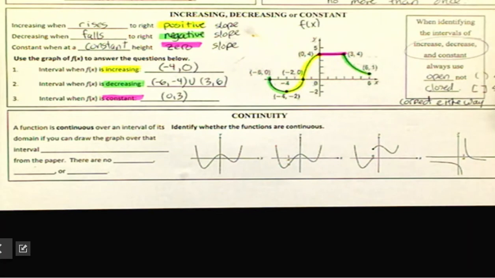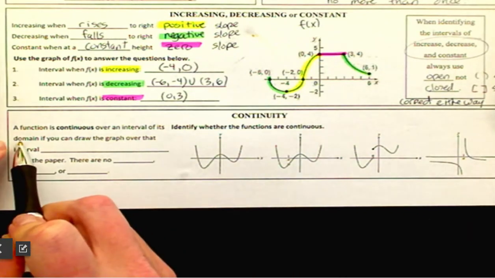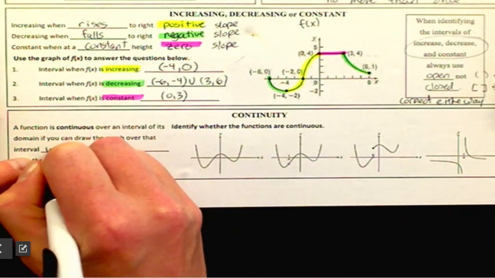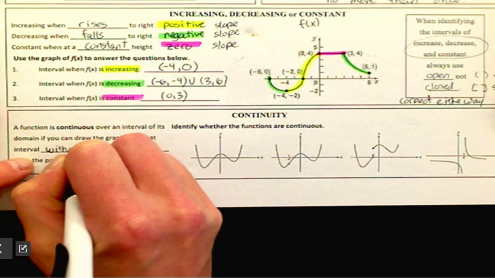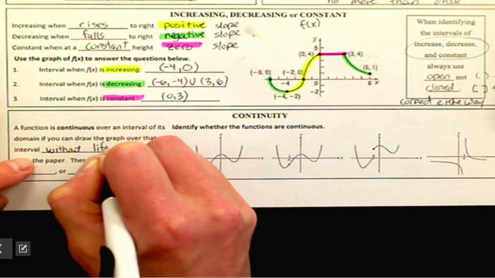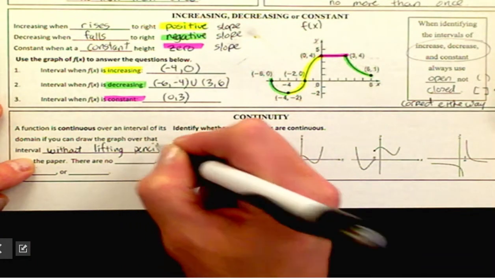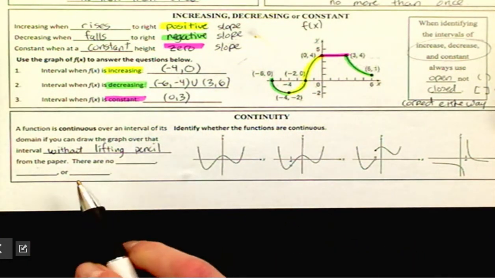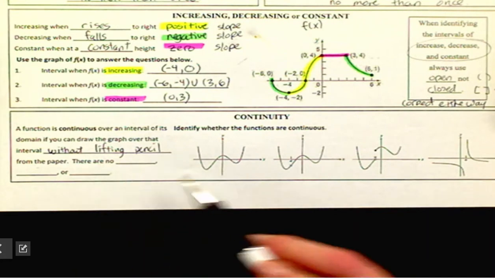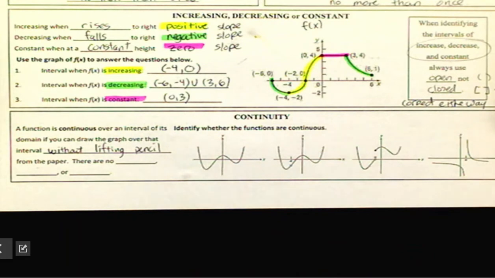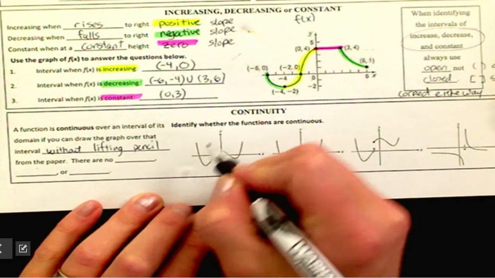All right, so a function is continuous over an interval of its domain if you can draw the graph over that interval without lifting your pencil. So we're going to look at all 4 of these graphs, and we're going to decide whether they are continuous or not. And I'm going to do it by tracing the graph, just to see if I have to lift my pencil. So I'm going to start over here.